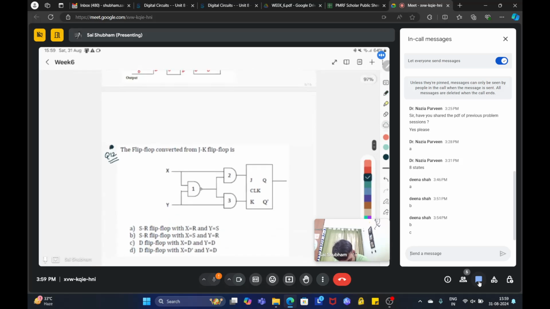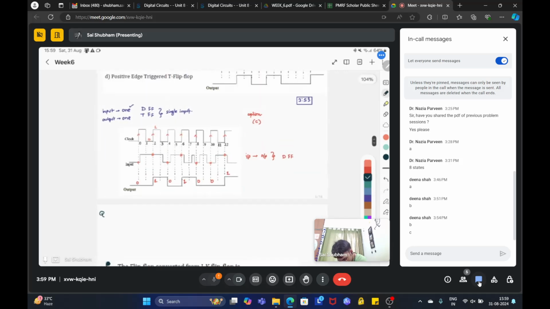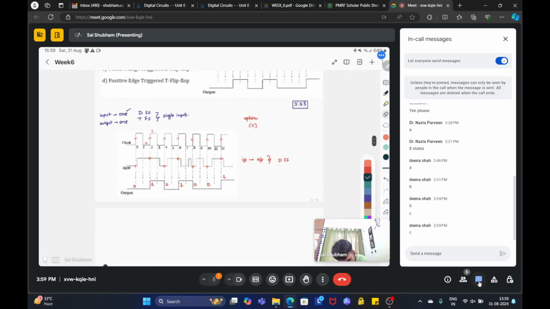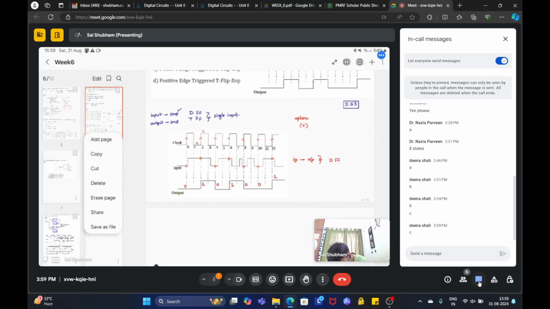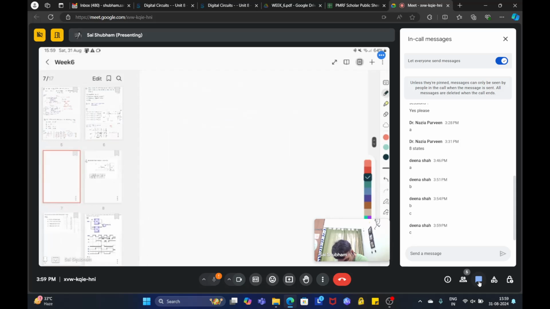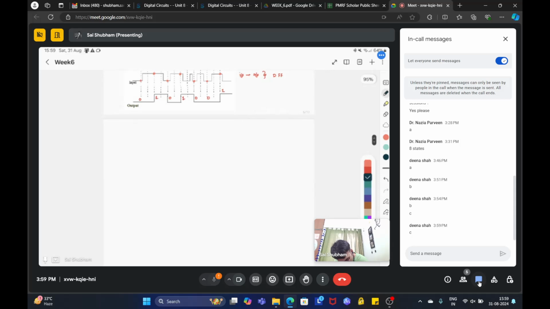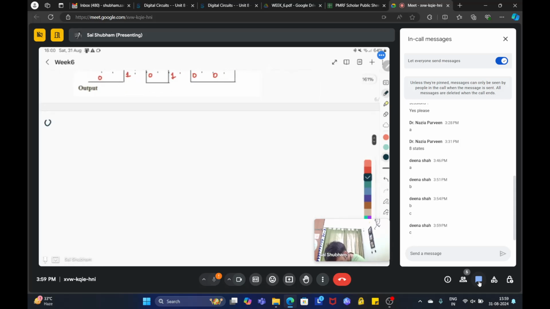So I would like another question now. So in SR flip flop, when S is equal to 1 and R equal to 1, what is this state called?